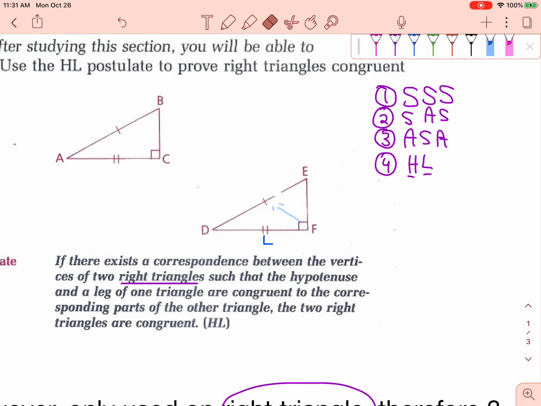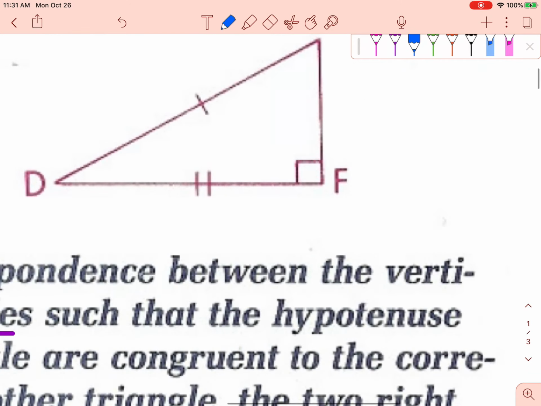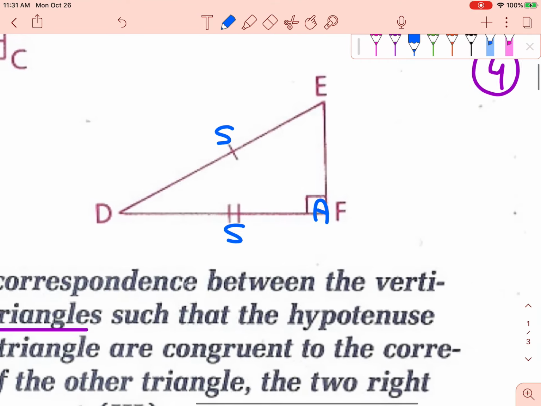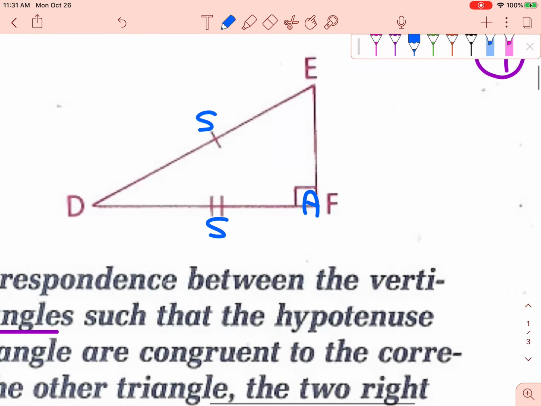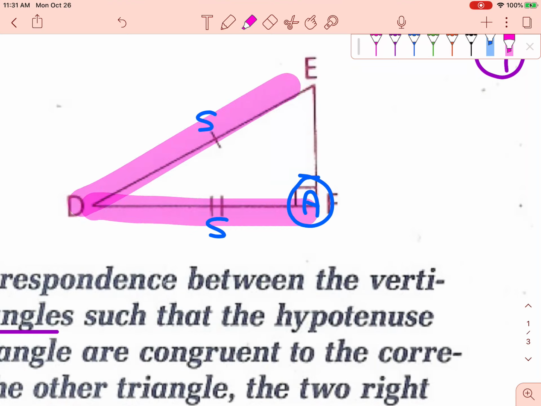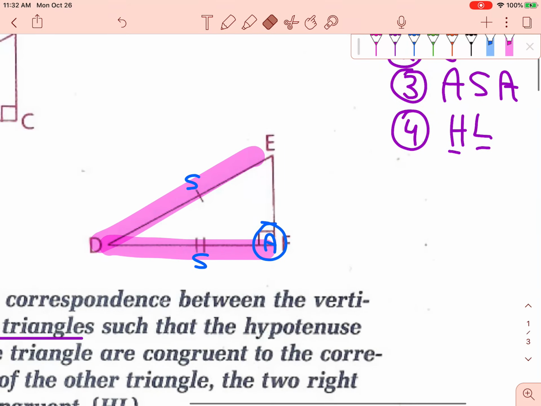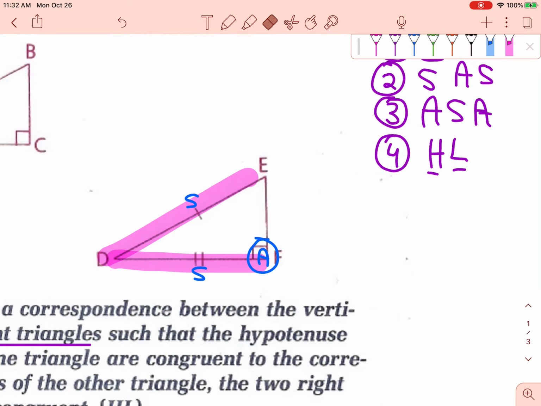So here's the tricky part, guys. When you look at this, sometimes it's like, well, wait a minute. Isn't this angle, side, side, angle, side? Why wouldn't this be side, angle, side? Because the angle is not touching both of the sides. The angle would have to be over here in order for it to be side, angle, side, and it's not. There's no such thing as side, side, angle, or angle, side, side, because that spells a bad word. So it can't be side, side, side. It can't be side, angle, side. It can't be angle, side, angle.